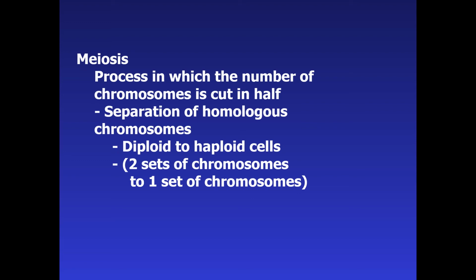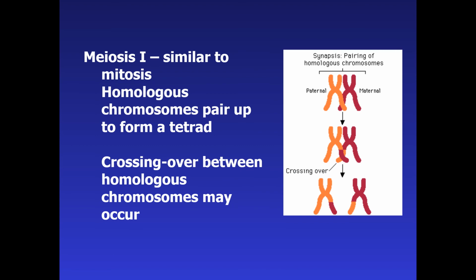In mitosis, the number of chromosomes is not cut in half. It's just identical. You have the same number of chromosomes. Here, they're actually cut in half. And they pretty much make diploid cells turn into haploid cells. So diploid cells are cells that have two sets of chromosomes, and haploid cells only have one set of chromosomes. So they literally split in half.